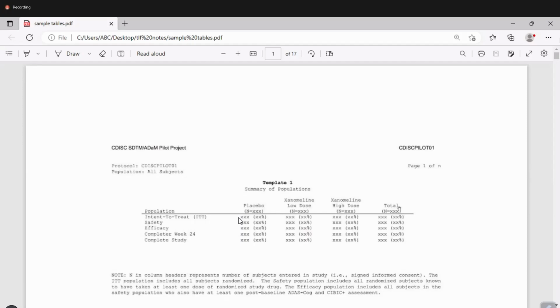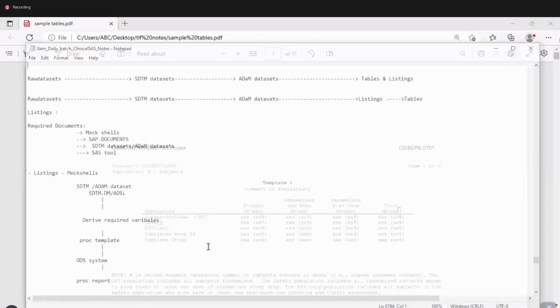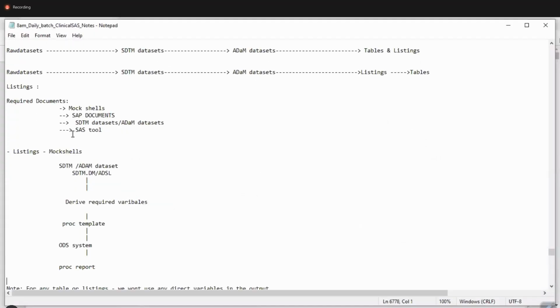Okay, how do you have to approach this programmatically? For example, for this table itself, how to approach? See, first, what you have to do? First, you need to derive the capital N's.